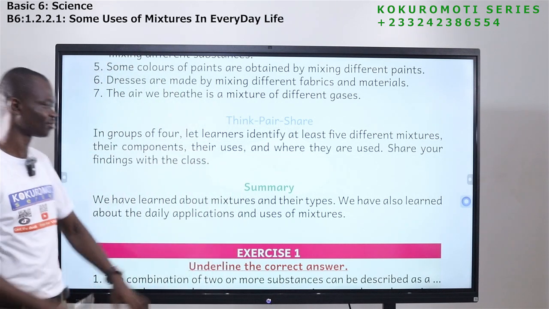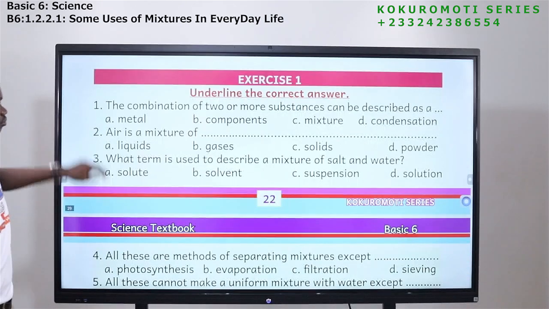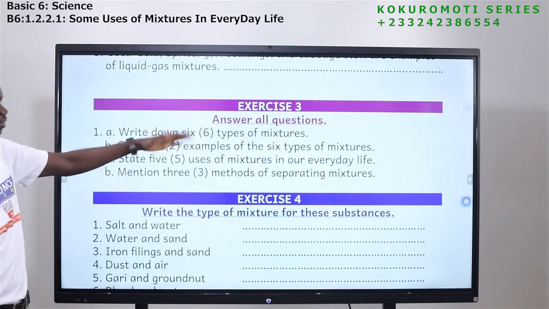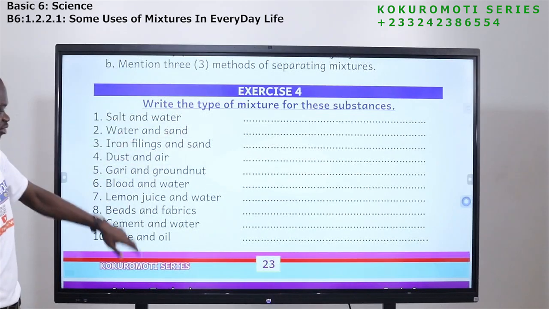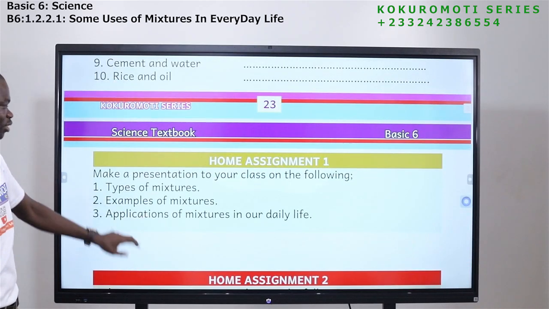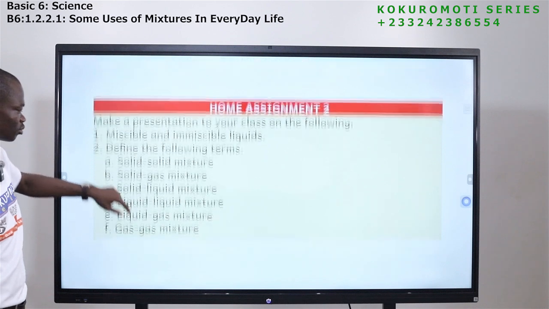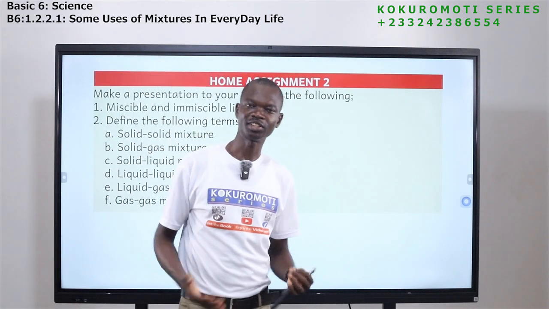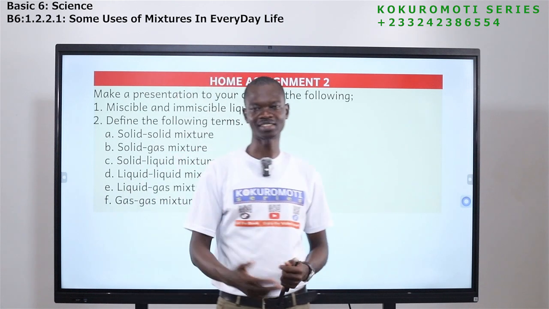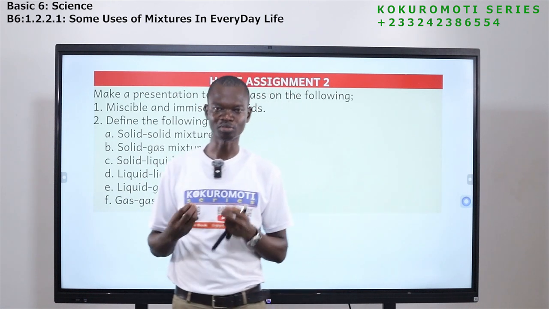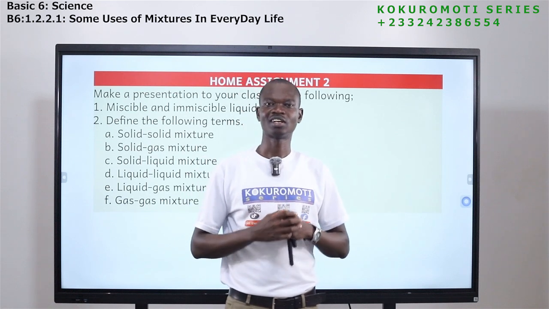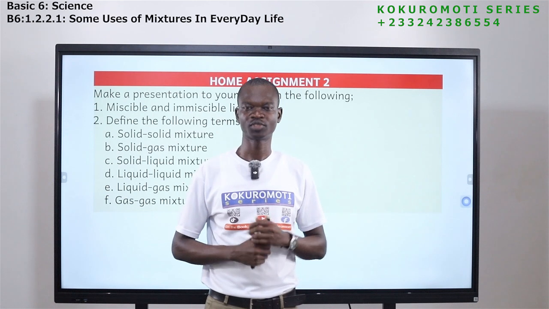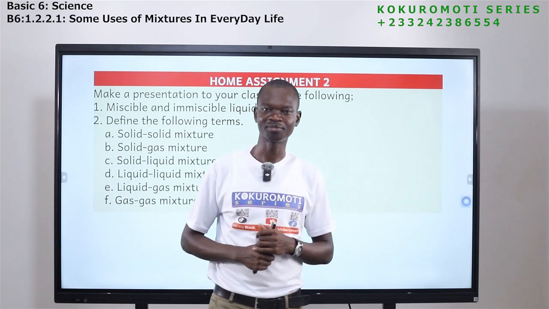Let's look at exercises. So we have exercise 1. We have exercise 2 here. Exercise 3. You have your exercise 4. And then you have your home assignment 1. You have your home assignment 2. So this is what I expect you to do for me. You know, Kokomoti, we make sure we give you more exercises so that you also know how well you have covered the topic, how well you have understood the topic. So that is what we have learned today.